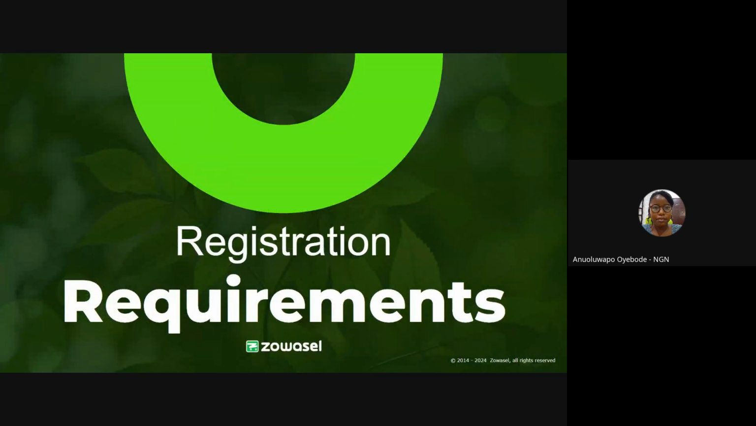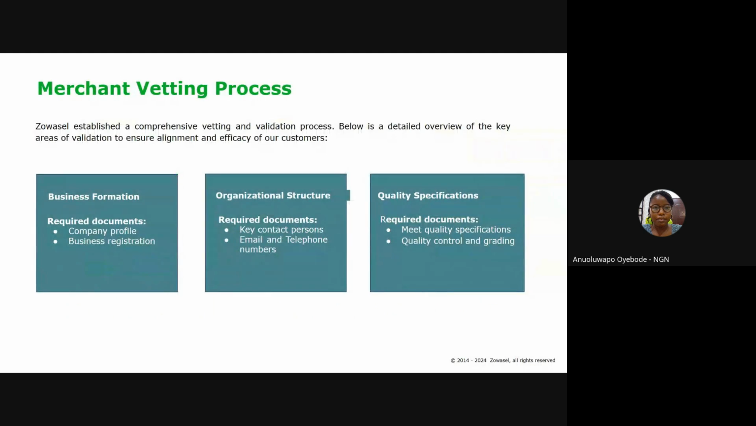Then what are the requirements for registration? We need your profile as a company, then your business registration to ensure that your business is registered. Then the organizational structure. We need a key contact person or two, email addresses that are accessible, and telephone numbers that we can always reach out to.